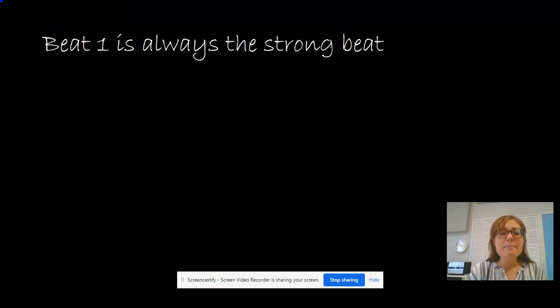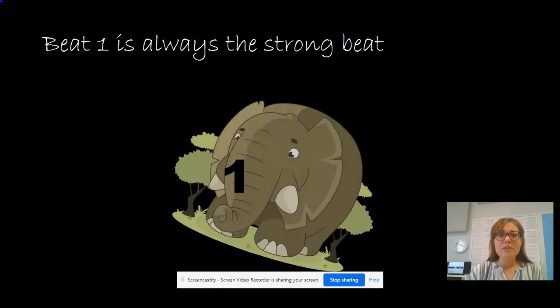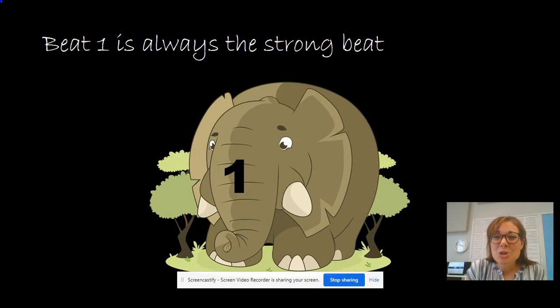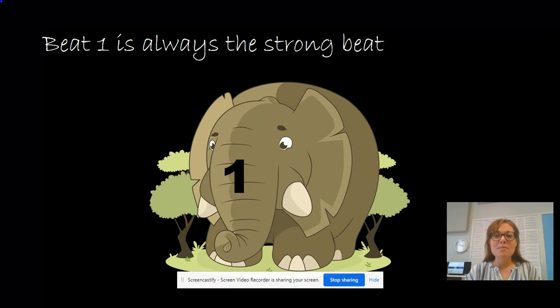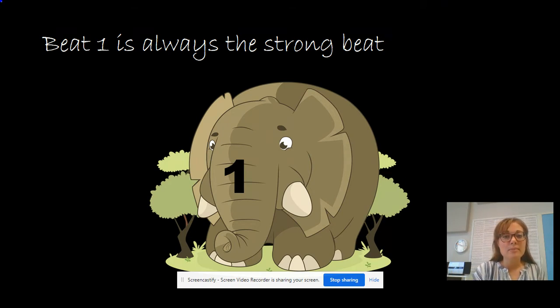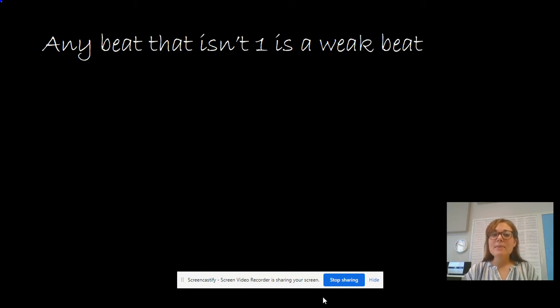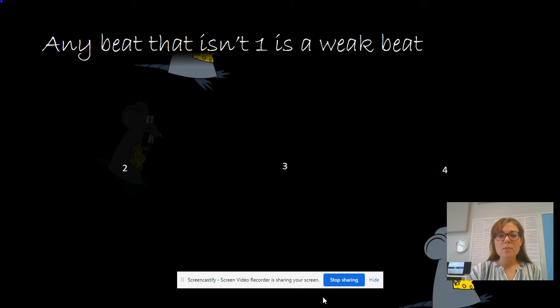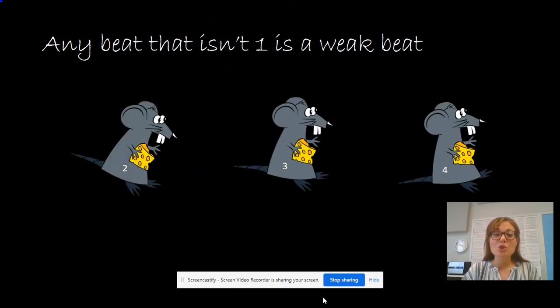Like I said, beat one of the group is always the strong beat. It is always the beat that is emphasized the most. That's why it's called the strong beat. Any beat that isn't beat one in the patterns are the weak beats. So beats two, three, or four, they are weak beats.